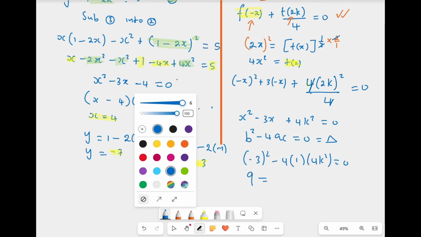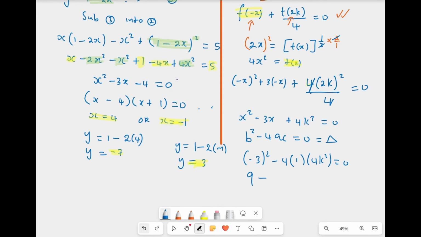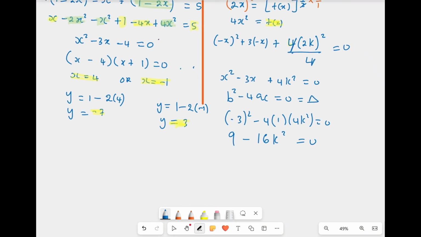Now, we have 9 minus 16k squared is equal to 0. And then here we can factorize the difference of two squares. 9 is a perfect square. 16 is a perfect square. The exponent of k can be divided by 2. So we have a difference of two squares. So factorize the difference of two squares.